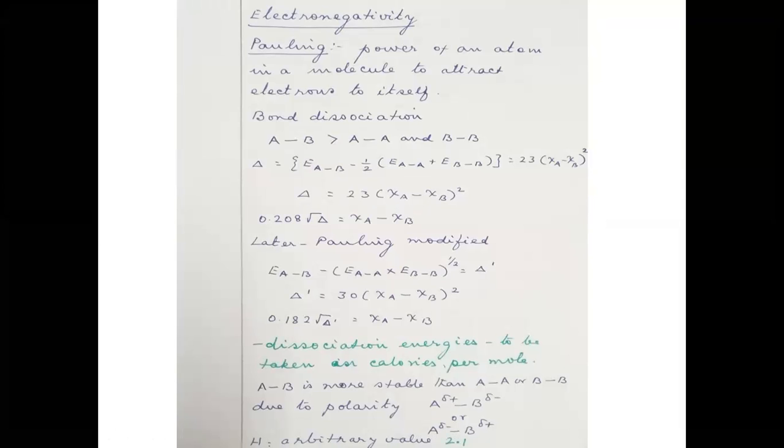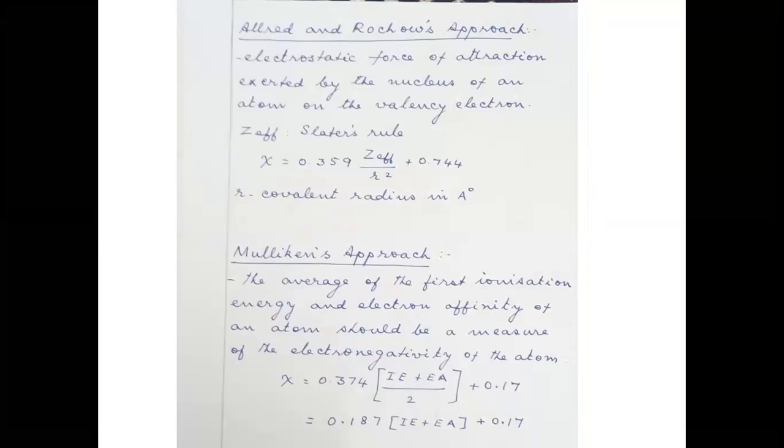Another approach was given by Allred and Rochow. They said it is the electrostatic force of attraction exerted by the nucleus of an atom on the valence electron. So the valence electron is attracted by the nucleus. If the nuclear power on the valence shell is more, then it will attract even the shared pair of electrons. They related the electronegativity with the effective nuclear charge, which is determined using Slater's rule.